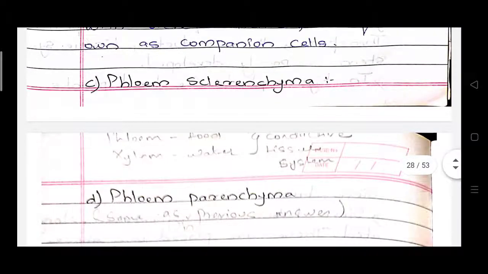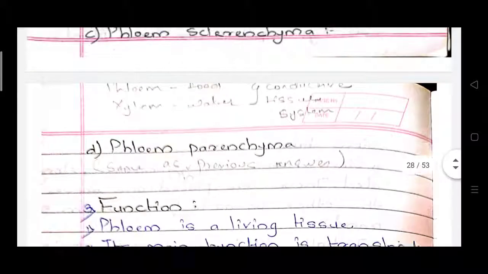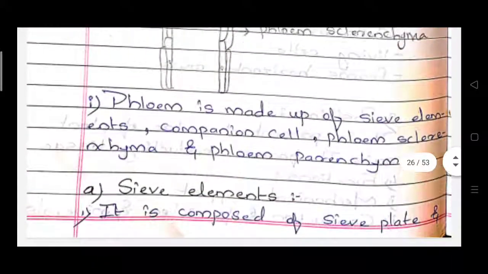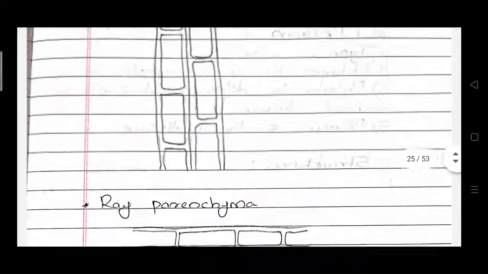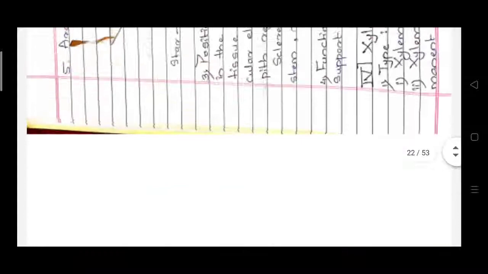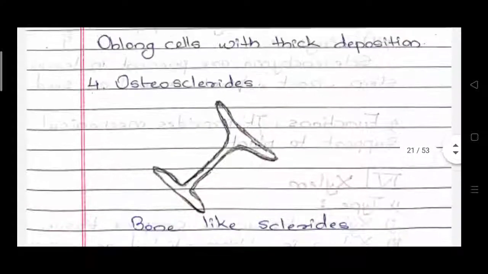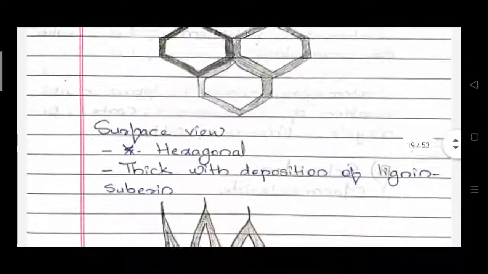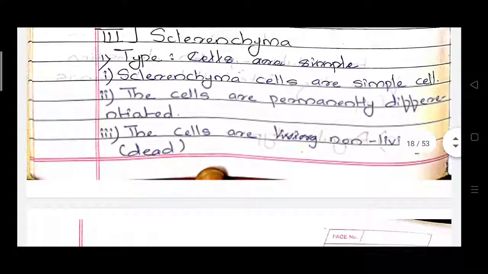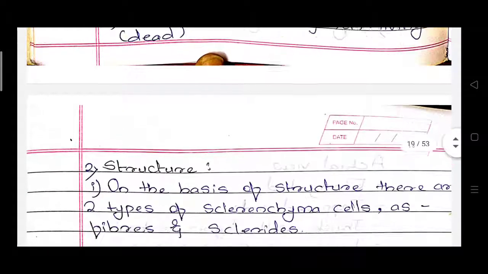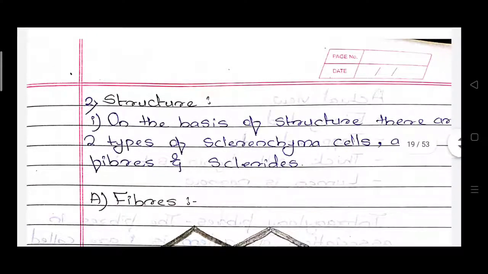Then the third part is the phloem sclerenchyma and phloem parenchyma. Phloem sclerenchyma I have already discussed in the previous video, so I will just revise. These sclerenchyma cells are also simple cells. They are permanently differentiated and non-living cells. Mostly the sclerenchyma cells are made of fibers and sclereids.